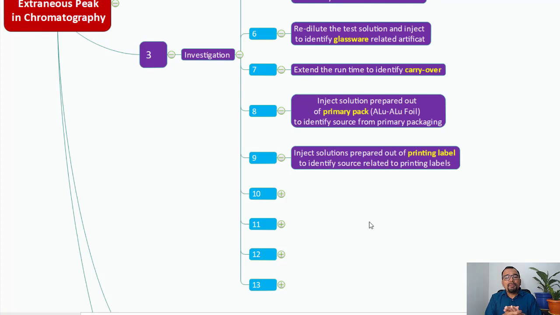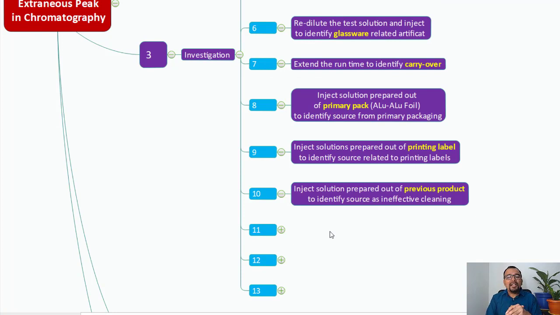Inject solution prepared out of printing labels. It has been found that some of the printing inks can also become the source of an extraneous peak. This is also a very important point, and the printing label is also a part of your primary packaging material. So investigating the printing material can be a good idea when investigating the extraneous peak.